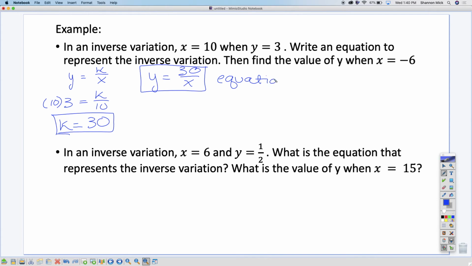Now you will plug in -6 for X to find the value of Y. Have we done that over and over? So Y equals 30 over -6. So Y equals -5.